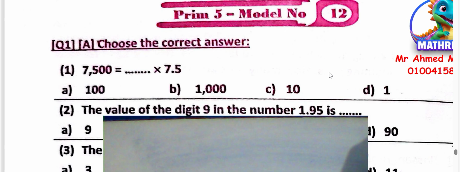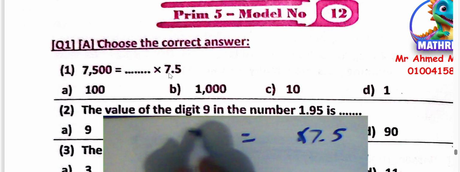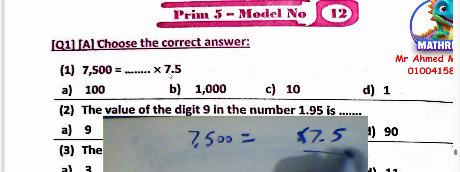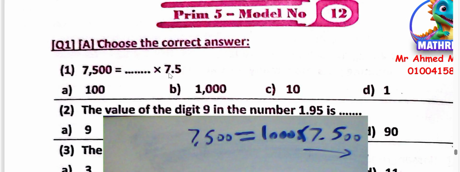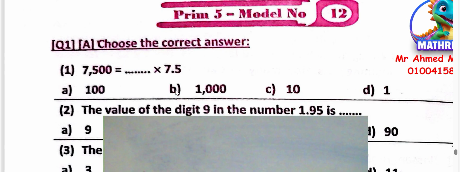Grade 5. Today we complete Dakahlia Government model number 12. Question number 1, choose the correct answer. 7,500 equals what times 7.5? 7.5 multiplied by what equals 7,500? Look here, the point moves right by 1, 2, 3 places. It means multiplied by 1,000, because the point moves right by 3 places. So the answer here will be letter B.